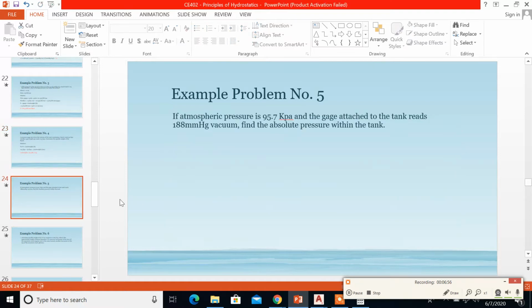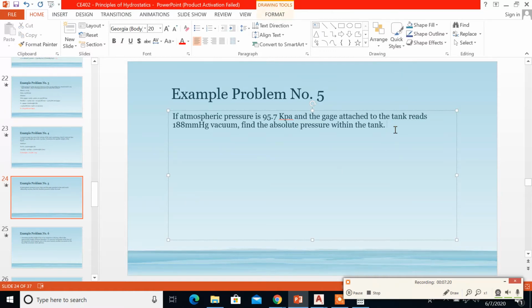Then, next, problem number 5 natin. If atmospheric pressure is 95.7 kilopascal and the gauge attached to the tank reads 188 mmHg vacuum, it means that it is mercury. Find the absolute pressure within the tank.